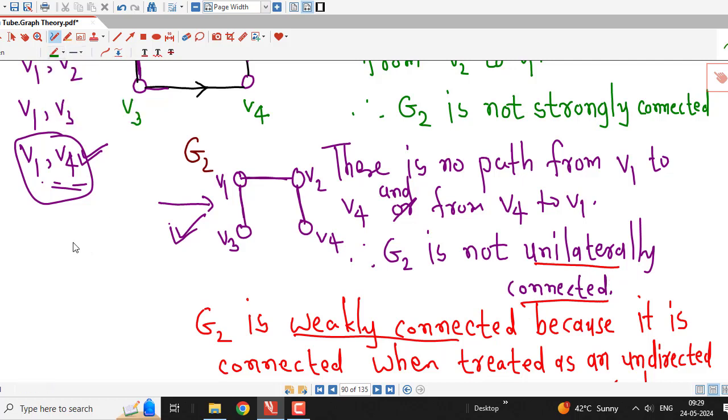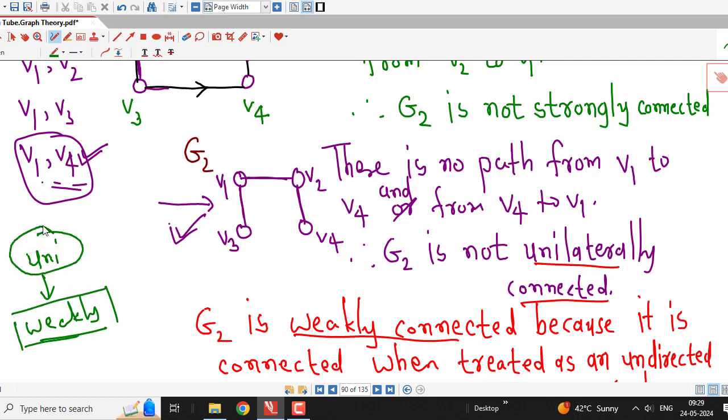Remember, if a graph is strongly connected, then it is unilaterally as well as weakly connected. If a graph is unilaterally connected, then it is always weakly connected. But the converse is not true. We may have a weakly connected graph which is not unilaterally connected, and this G2 is an example of a graph which is weakly connected but not unilaterally connected, as well as not strongly connected.